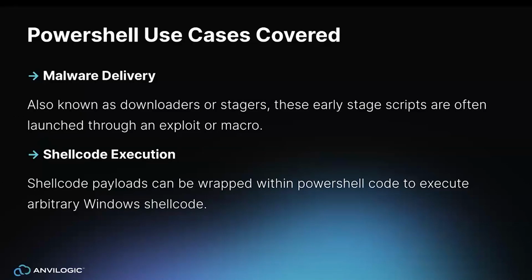And the most common cases are usually malware delivery and shellcode execution. For malware delivery, there are a lot of different types of downloaders ranging in complexity. And shellcode, you know, once you get there, you're talking Cobalt Strike, Metasploit, that type of stuff. So you'll commonly see shellcode as well. And we'll go over what that looks like and how to analyze it.